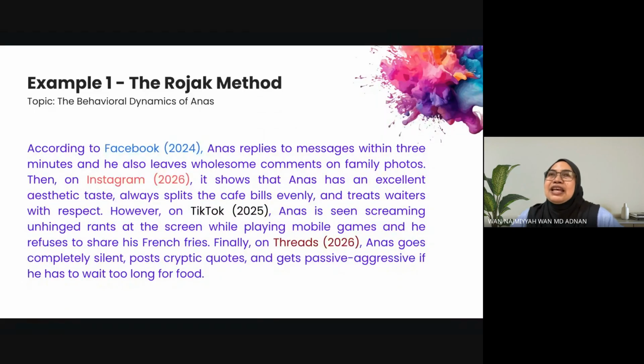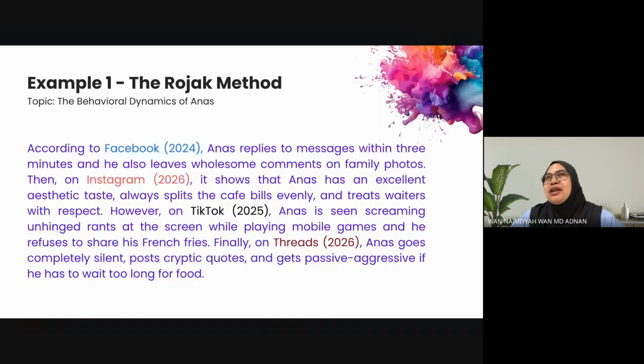So basically, this is not what we call synthesis. This is what we call you are just describing Anas, but you did not argue. There is no argumentation whether Anas is a red flag or a green flag. You are just putting in everything that you found about Anas, based on the literature on Facebook, Instagram, TikTok, and Threads. But there are no arguments going on. Even though you did a lot of research, you cannot conclude what his attitude is.